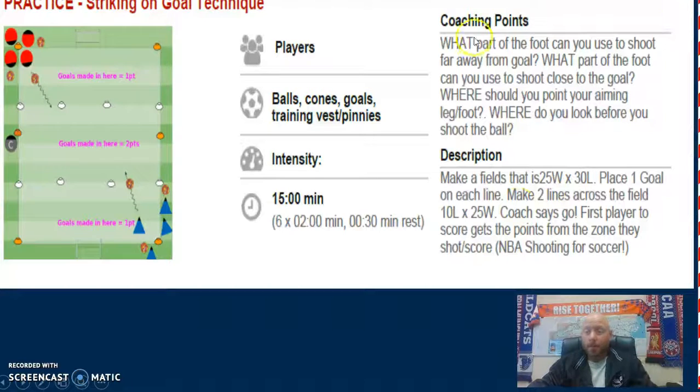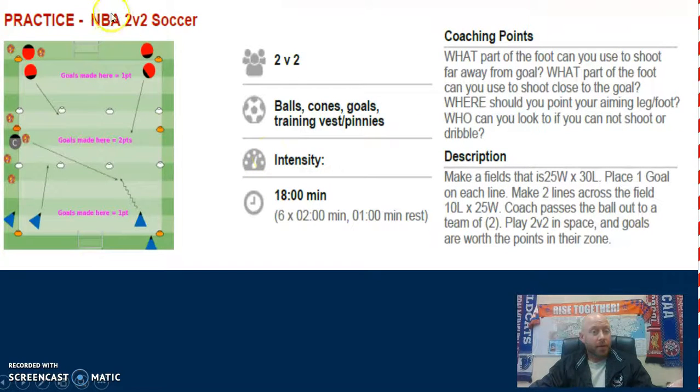And you're thinking about the part of the foot, the technique of the dribble, the angle of the dribble, your angle of approach, where you should be aiming your non-kicking foot or your standing leg, and then where do you look before you strike the ball. And that transitions into NBA soccer. So it's a very similar game, same sort of W questions that we want to ask, but now we're bringing in our partner. So what can they do if they can't shoot?